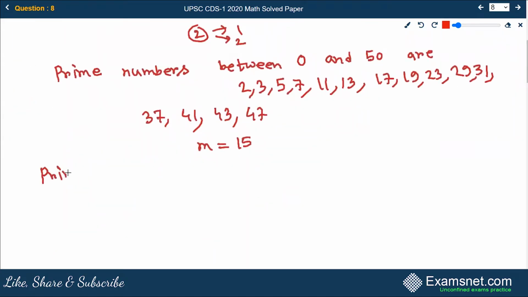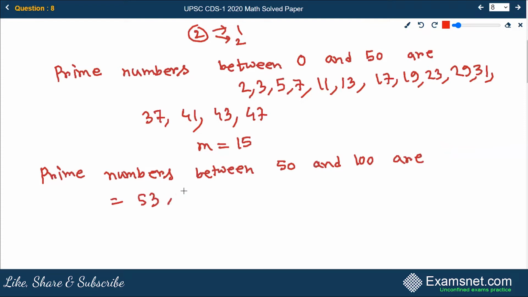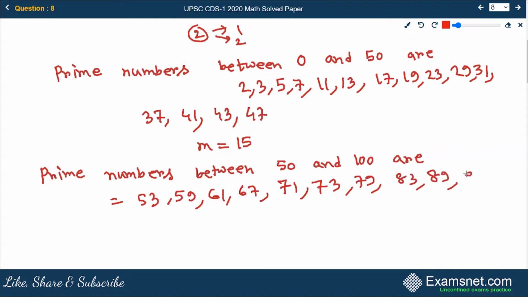Now prime numbers between 50 and 100 are, so those are, we will start with 53, 59, next 61, 67, 71, 73, 79, 83, 89, and 97. Okay.